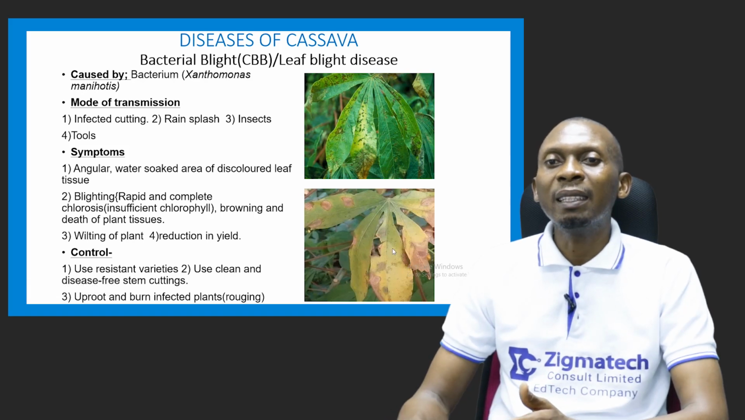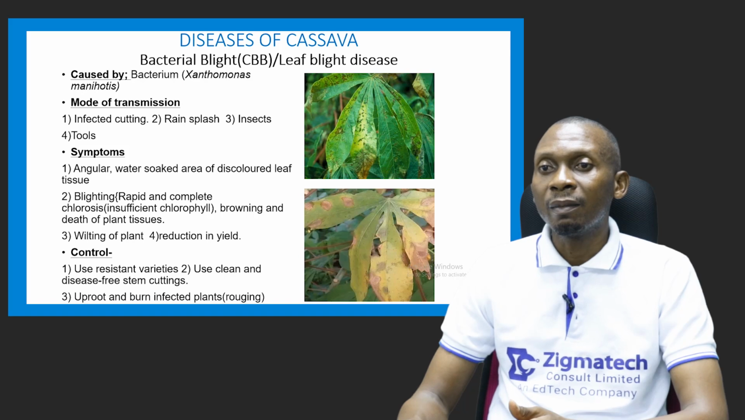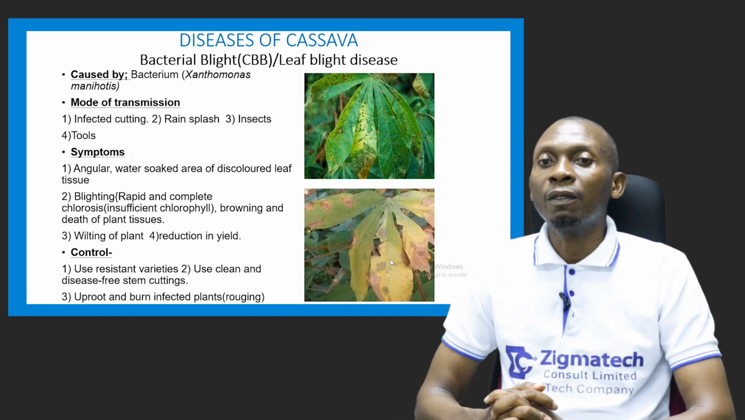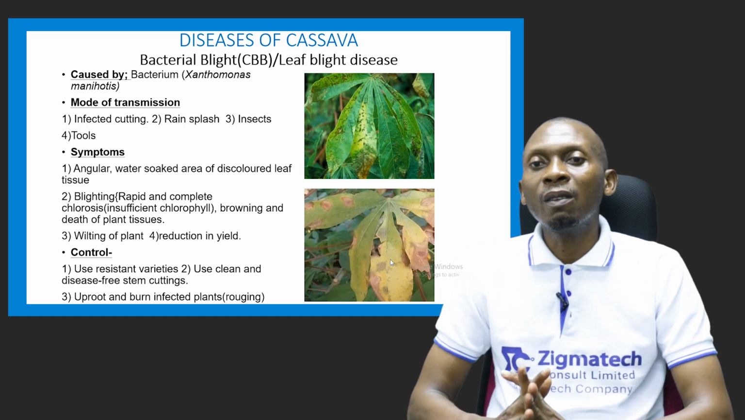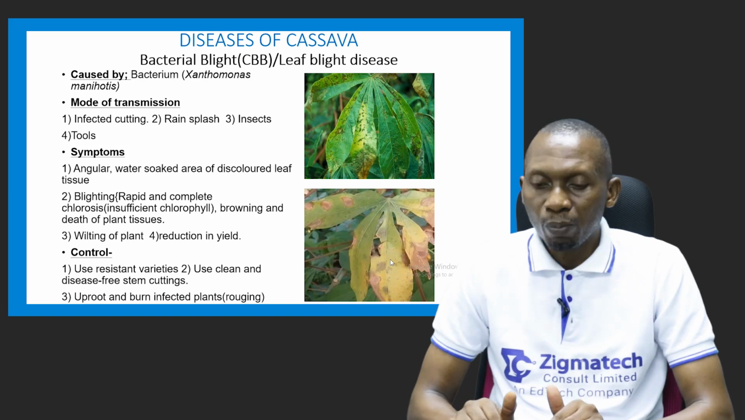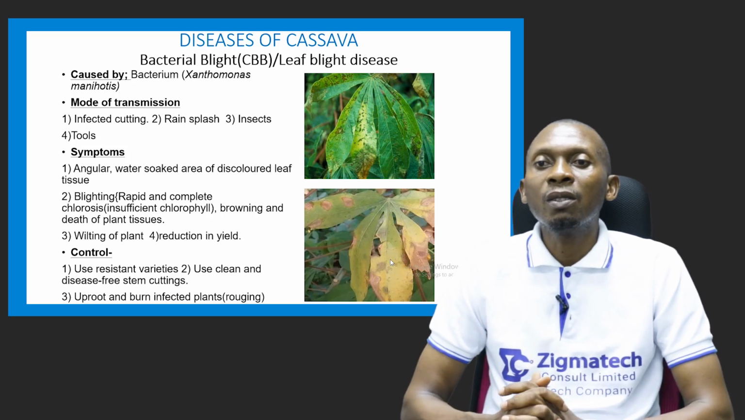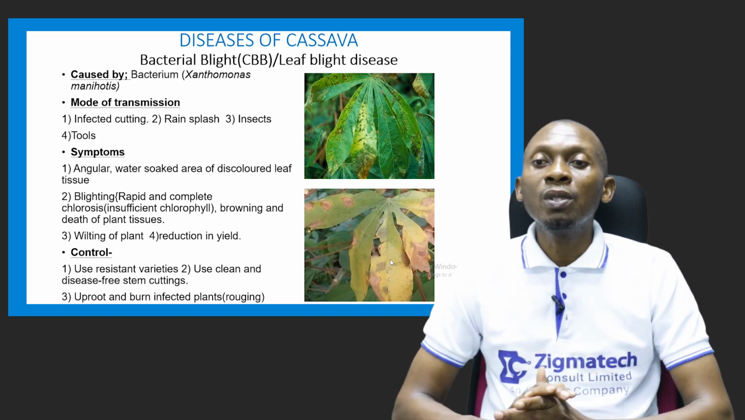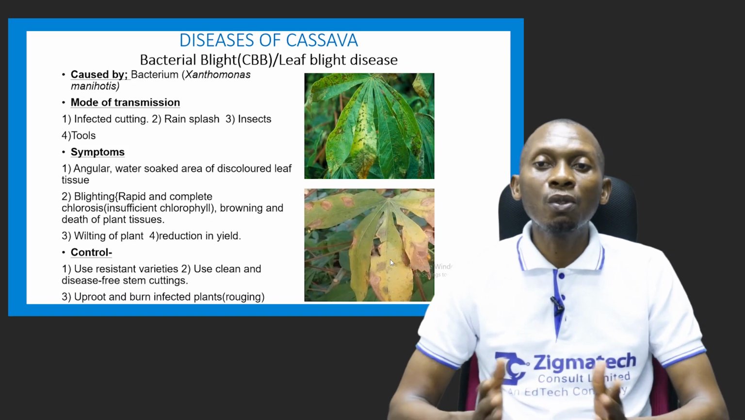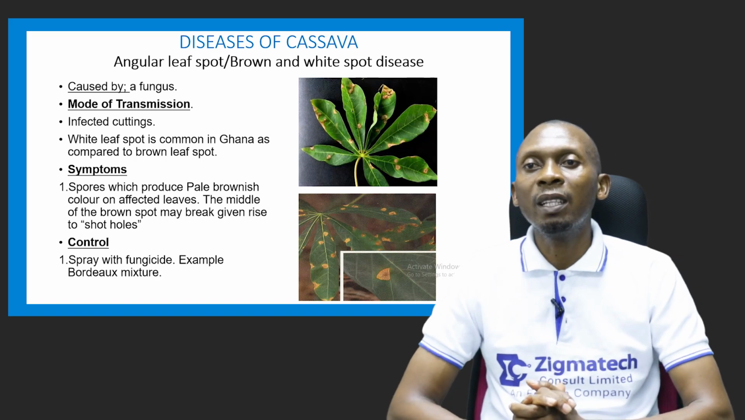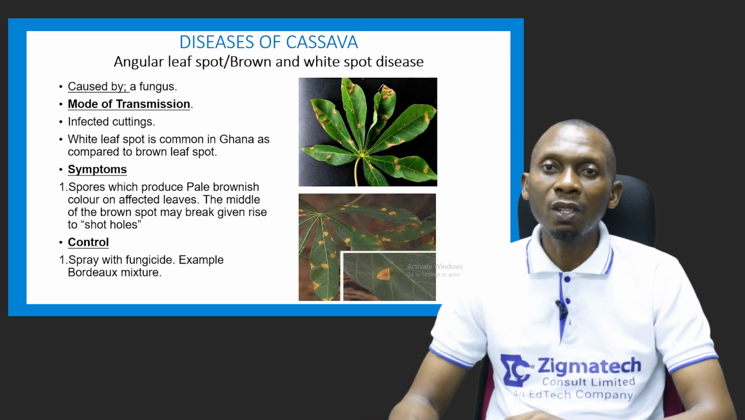Then browning and death of the plant. You can see browning of this leaf and eventual death of plant tissues. There will also be wilting of the plant. The plant loses its turgidity and erectness and firmness. It kind of droops, that's wilting. Then there's also reduction in yield. And how is it controlled? You need to use resistant varieties, use clean and disease-free stem cuttings, also uproot and burn infected plants, which is referred to as roguing.